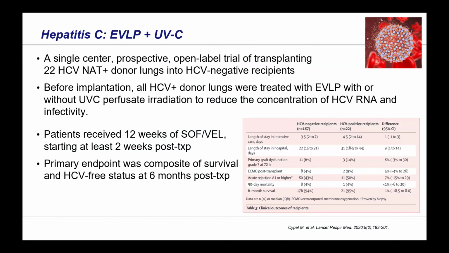Again, our Toronto colleagues looked at this in terms of hepatitis C. They published on their single center study of looking at 22 hep C NAT positive donor lungs that they transplanted into hep C negative recipients. Before implementation, all hep C donor lungs were treated with EVLP with or without UVC perfusate irradiation to reduce the concentration of hep C RNA and infectivity. Then the patients received 12 weeks, a standard course, of sofosbuvir velpatasvir, starting around 2 weeks post-transplant. The primary endpoint was a composite of survival and hep C-free status at 6 months.